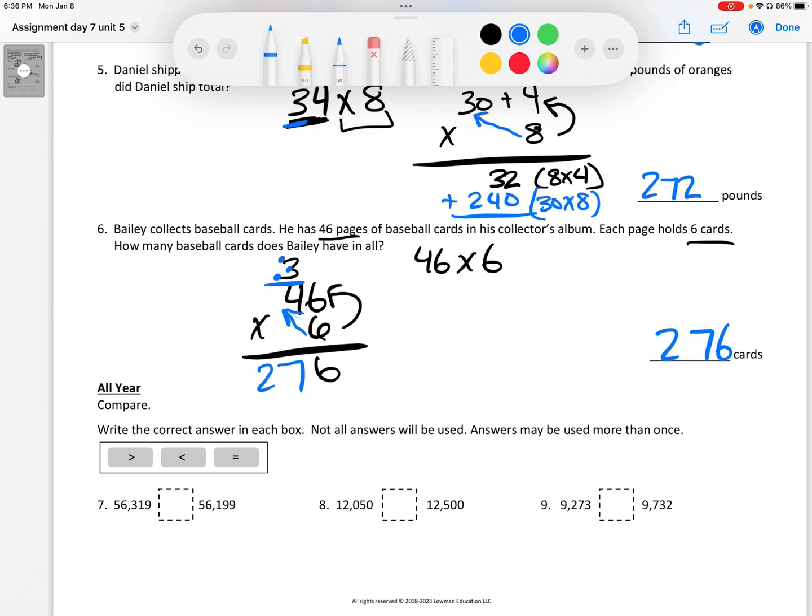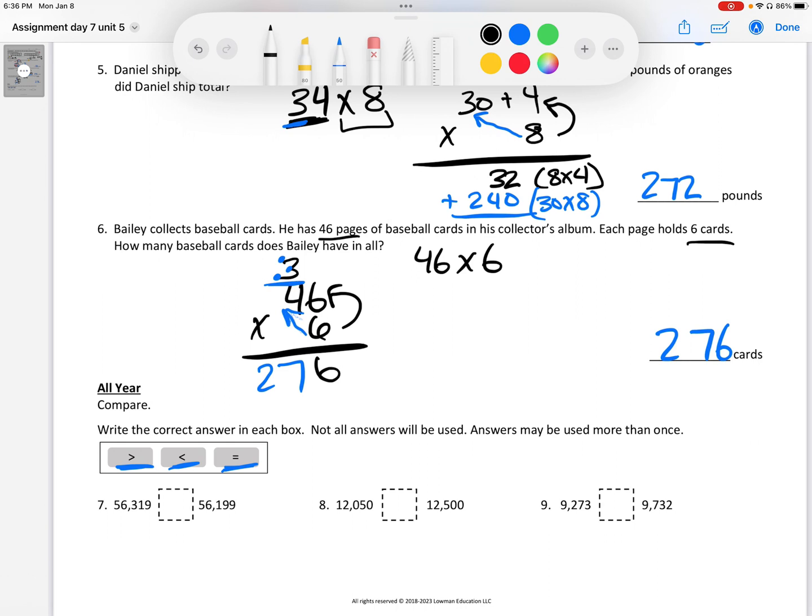The bottom is just comparing two numbers using these comparison symbols, and we have really worked on those. And if we go slow and we are really paying attention to place value, then we're going to be okay. So we'll just do one of these together.